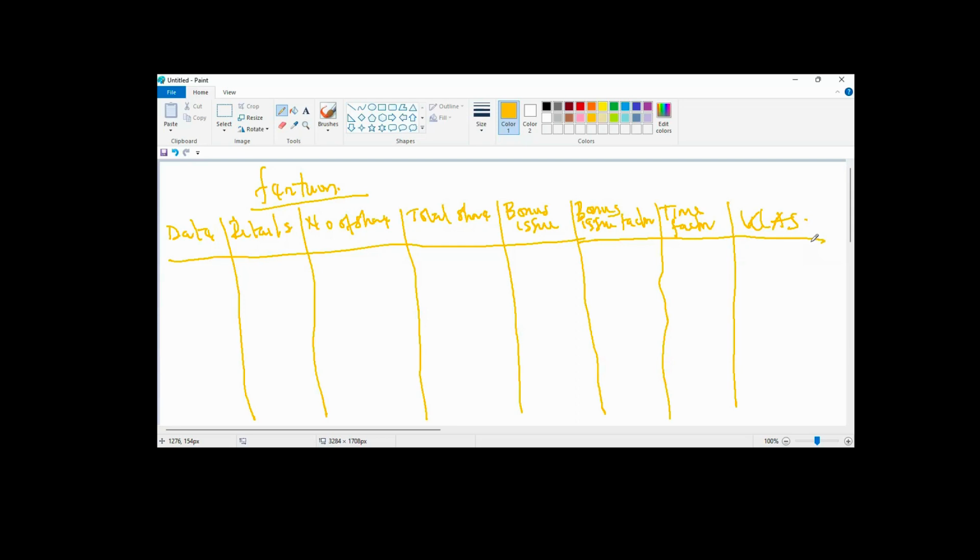Fenton PLC had 5 million shares in issue as of 1st January 2001. Opening balance, 1st January 2001, 5 million. Total. Next.